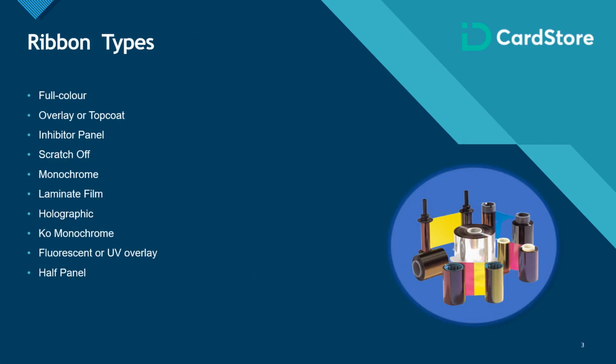The different ribbon types. 1. Full color. 2. Overlay or top coat. 3. Inhibitor panel. 4. Scratch off. 5. Monochrome. 6. Laminate film. 7. Holographic. 8. Co-monochrome. 9. Fluorescent or UV overlay. Finally, a half panel.